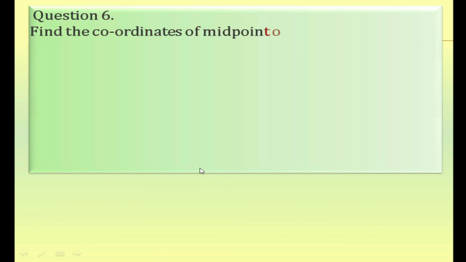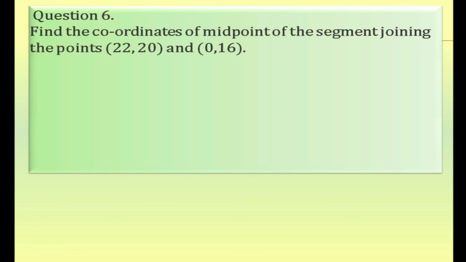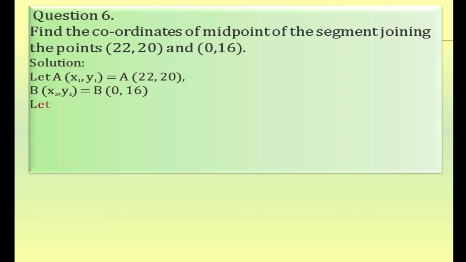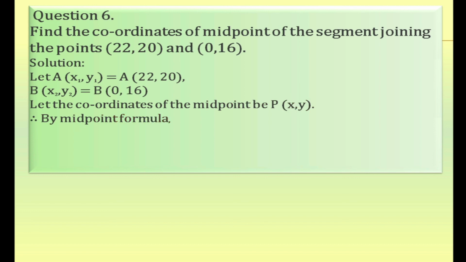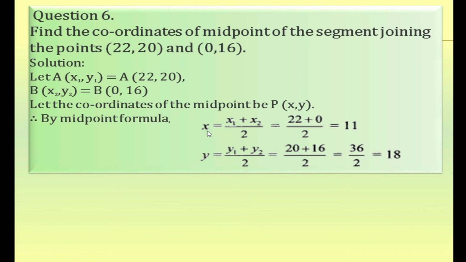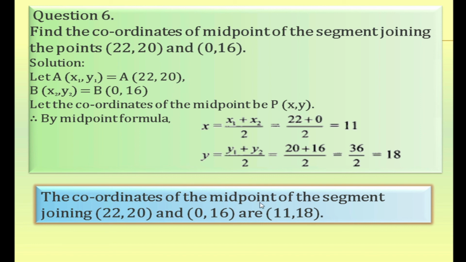Next question, 6th question. Find the coordinate of midpoint of segment joining these 2 points. Now, solution. As usual, you will take A as x1, y1, B as x2, y2, substitute the values, compare, and then writing x is equal to x1 plus x2 upon 2, which is 22 plus 0 upon 2, which is equal to 11. y is equal to y1 plus y2 upon 2. Substitute and get the value. So ultimately what you get is the coordinate of midpoint of the segment joining point A, which is 22 and 20, and 0 and 16 is 11, 8.